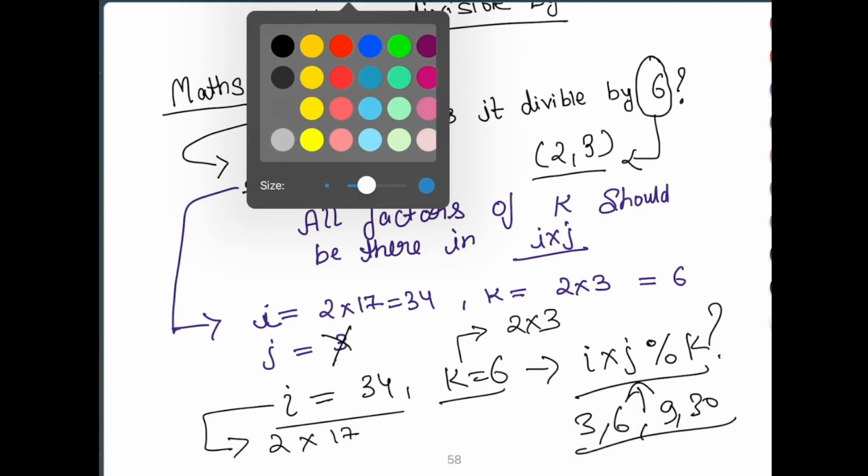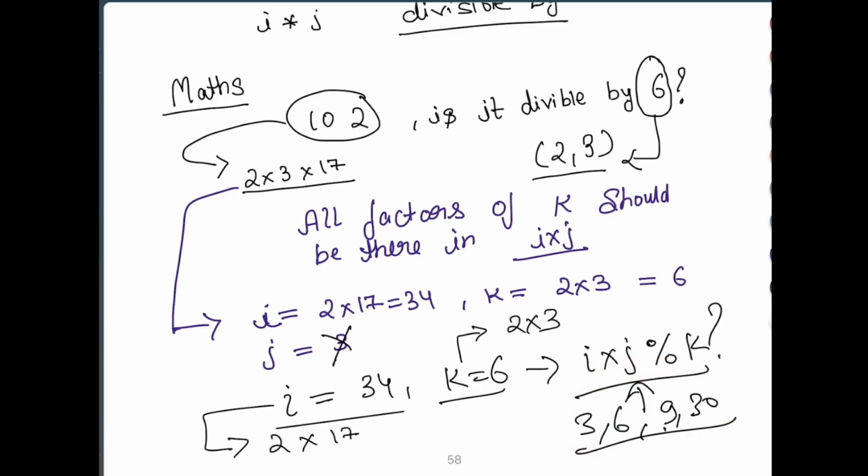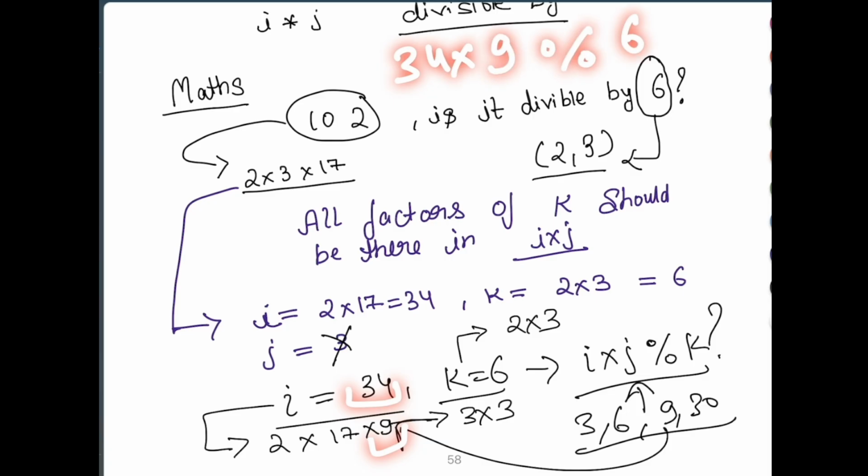So let me take some random number out of this, okay? So let us say I take this number 9, okay? So I can say 2 multiplied by 17 multiplied by 9. Now I can say this 9 is actually equal to 3 multiplied by 3, right? So from here I can say that k is having factors as 2 and 3, right? I got this 2 from this 2, I got this 3 from this 3. So if the indexes are 34 and 9, then the product of 34 multiplied by 9 is actually going to be divisible by 6, and that 6 is our k here, just as an example I am telling you.